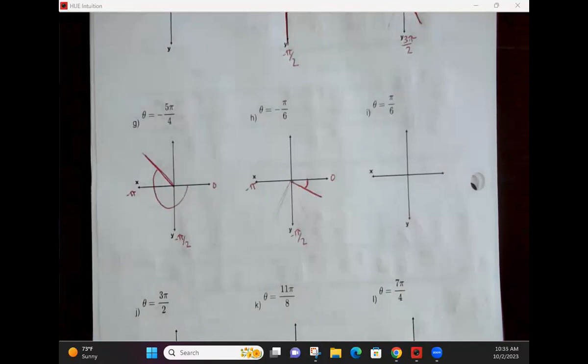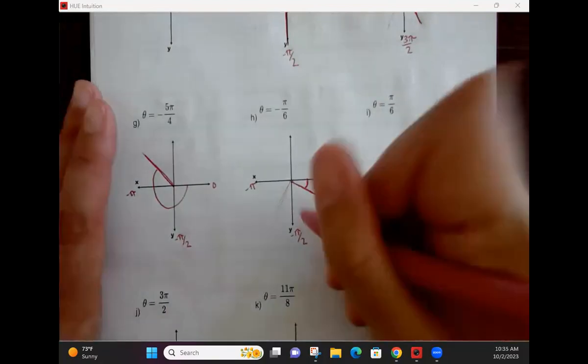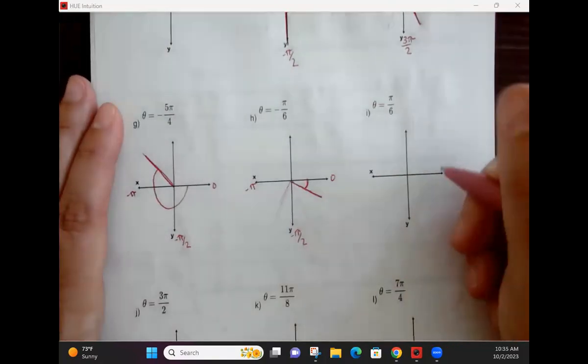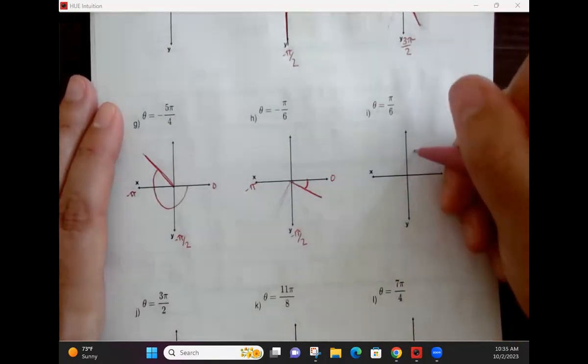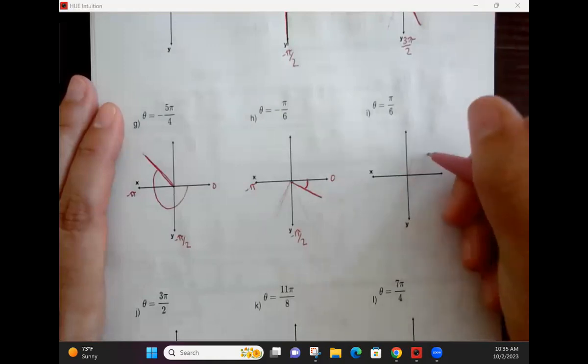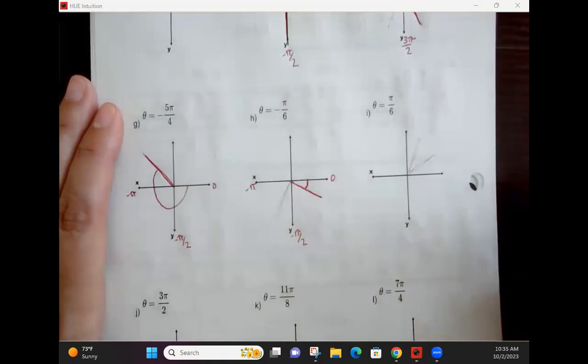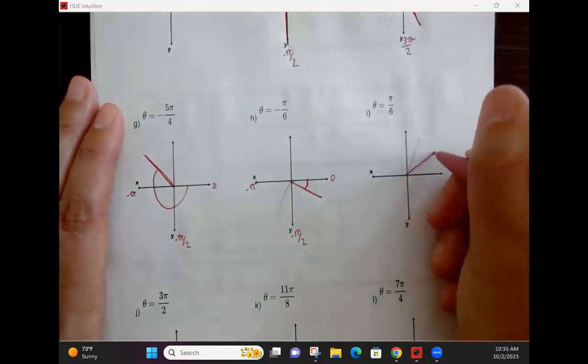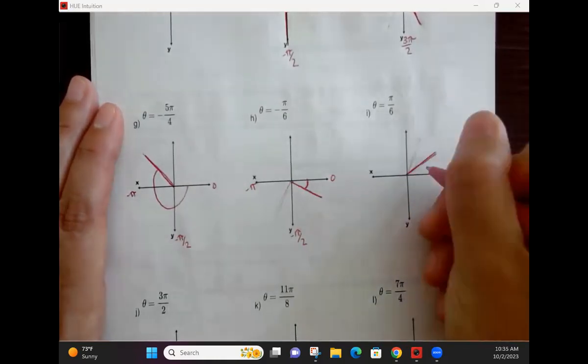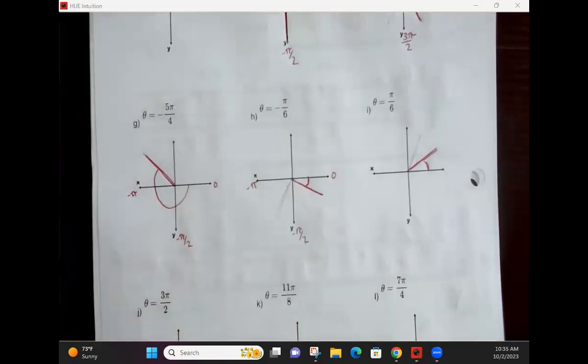Positive pi over 6, what quadrant would that live in? Quadrant 1. Same idea as our 1/6, but this time counterclockwise. So if I thought about splitting up that first quadrant into 3 roughly equally sized pieces, this first guy right here would be my angle, pi over 6.